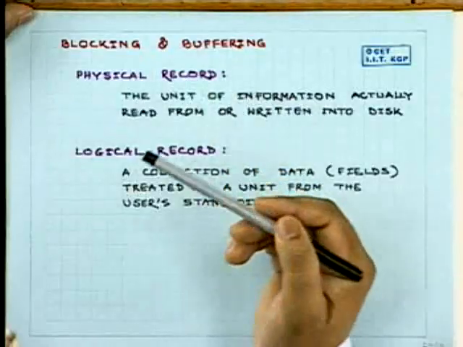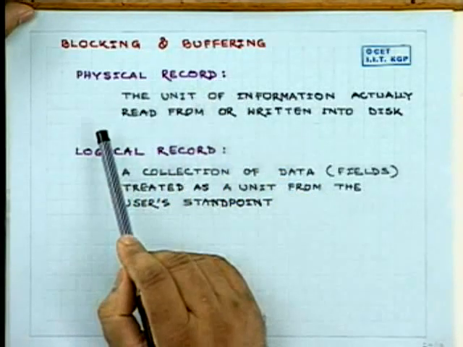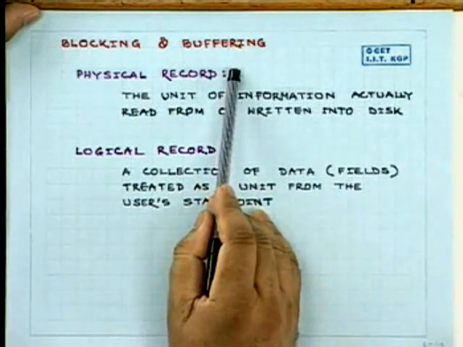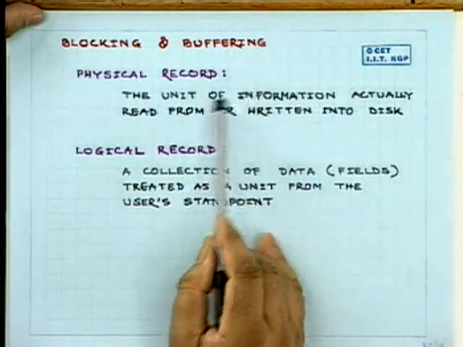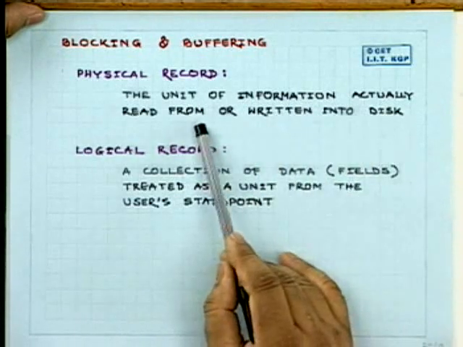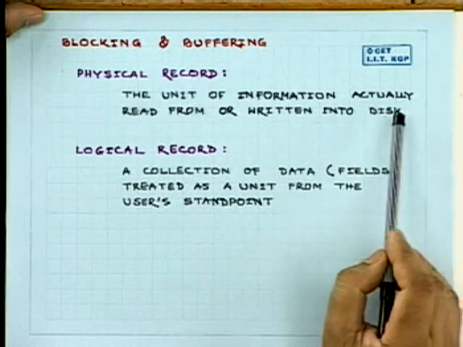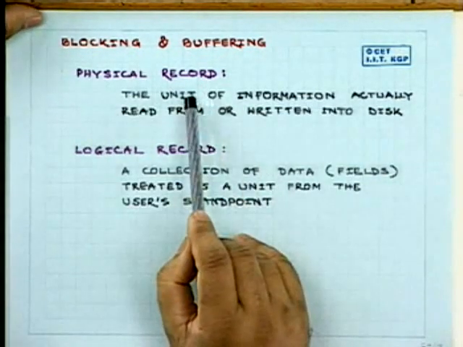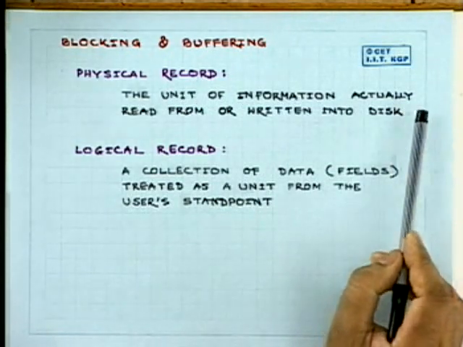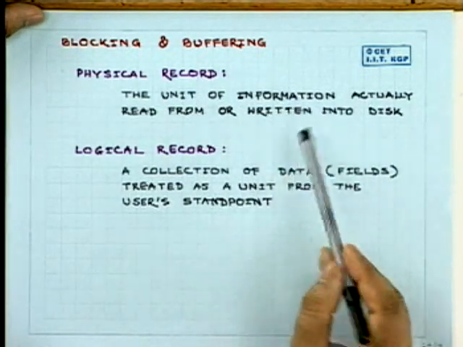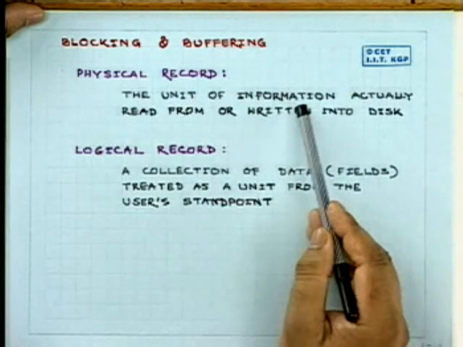This leads to what we call blocking and buffering. Let us see what we mean by blocking and buffering. By blocking and buffering, we mean, say, a physical record. Okay, let's define what we mean by physical record. The physical record is the unit of information actually read from or written into disk. It may be 1 sector, 2 sectors, or 4 sectors. Therefore, if we say that the physical record is 4 sectors long, then we assume that the 4 sectors are being read or written simultaneously.